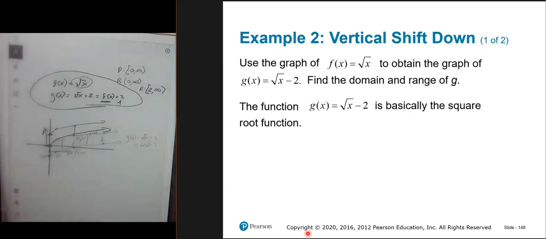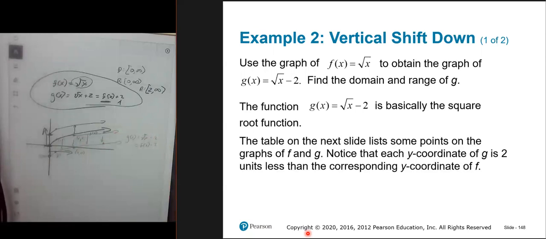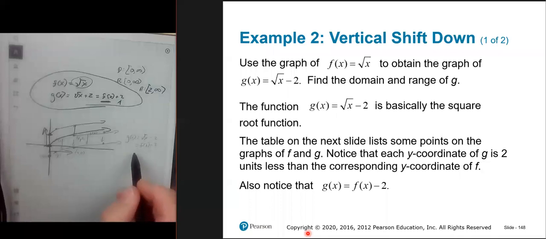Okay. So the function is basically the square root function where you're subtracting 2 from it. All right, so here we're going to have a table. Oh, and they talked about this aspect, that g of x is the same as f of x minus 2, because we're changing the y values of f of x. We're not changing the x we're using, we're changing the y we're getting.